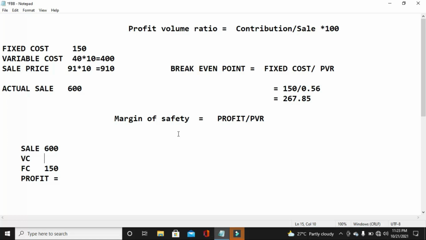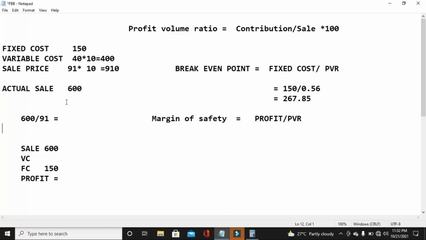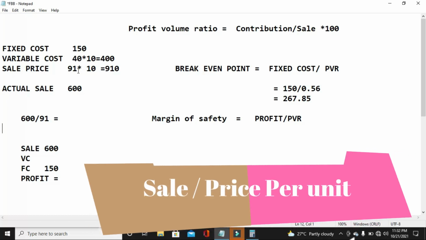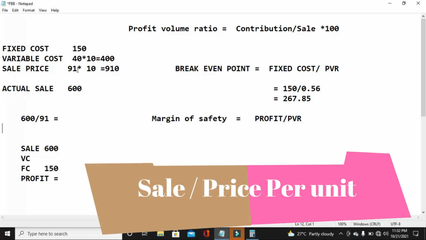Our sale is 600. Now we need to know the number of units we sold here, so that we can multiply our variable cost with those units. At this level, when we did sales of 600, we need to know how many units have been sold. For that, we will divide this 600 by the price per unit, the sales price, and our sales price is 91 rupees.